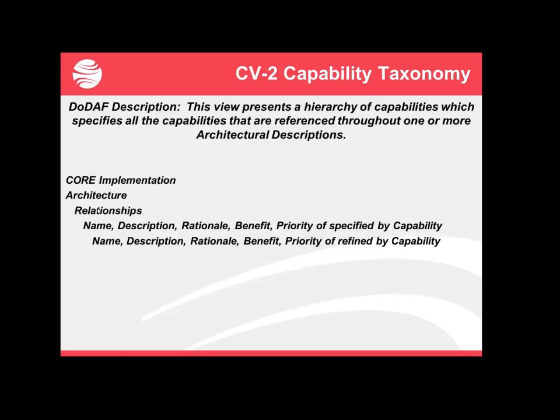For each of these capabilities, we again start with an architecture element, and it uses the relationship specified by. So the architecture is specified by a capability. That capability can be further defined by other capabilities using the refined by relationship. So the higher level capabilities are refined by more detailed capabilities. And for each capability, we're going to see information like its name, description, rationale, benefit, and priority.